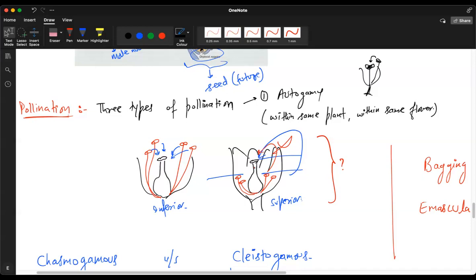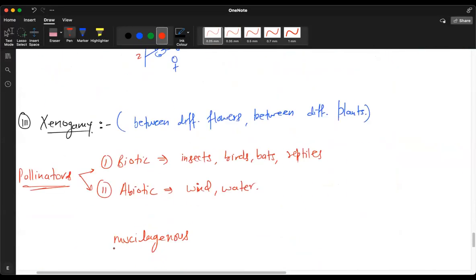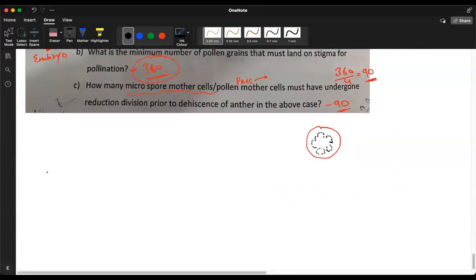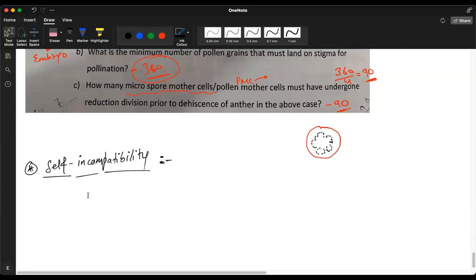Both these devices prevent autogamy. The third device to prevent inbreeding is self-incompatibility. This is a genetic mechanism. This is an important part for which I asked you to read. So all of you just make a short note on self-incompatibility. This is a genetic mechanism. It has molecular reasons and genetic reasons behind it. Basically, you must have got the hint from the name itself.